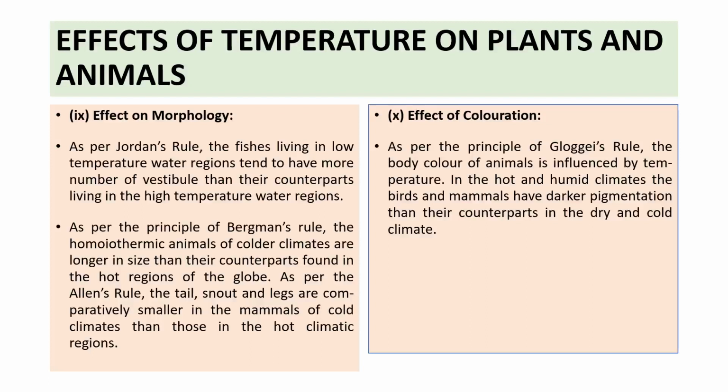As per Bergmann's rule, the homothermal animals of cold climates are larger in size. They have more body mass as compared to individuals living in warmer places. A quite good example is the polar bear.